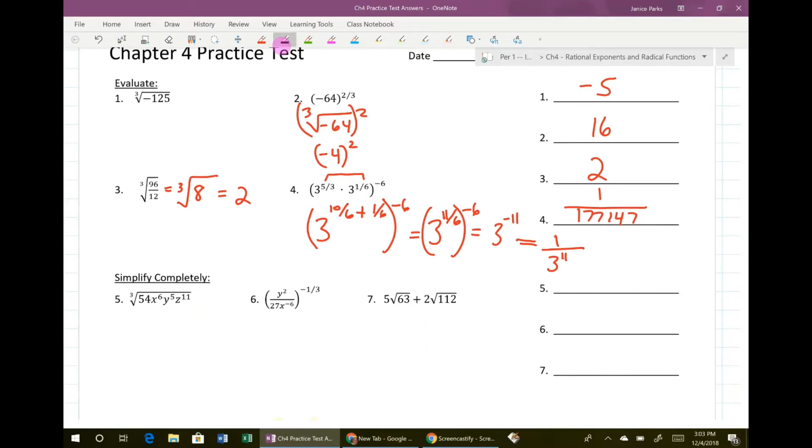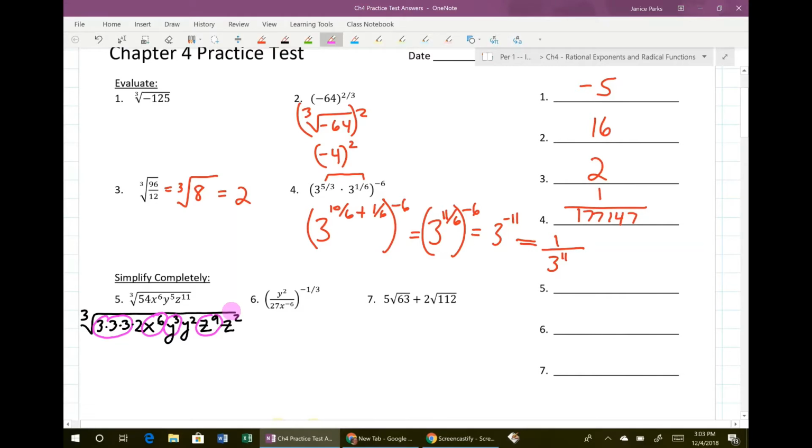For number 5, we're going to put everything into primes, or at least into multiples of 3. So 54 is 27 times 2. Then the exponents, I'm going to make those divisible by 3, so x to the 6th, y to the 3rd times y squared, z to the 9th times z squared. Then you can circle groups of 3, which are perfect cube roots.